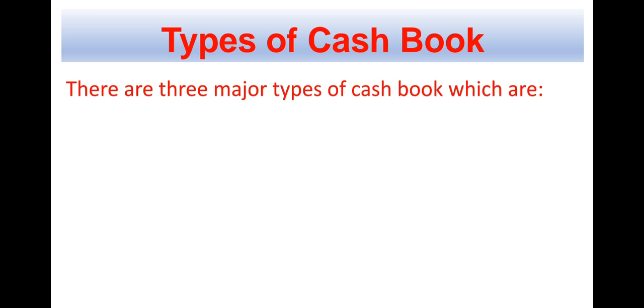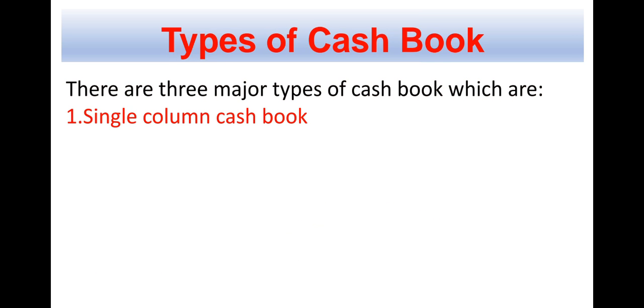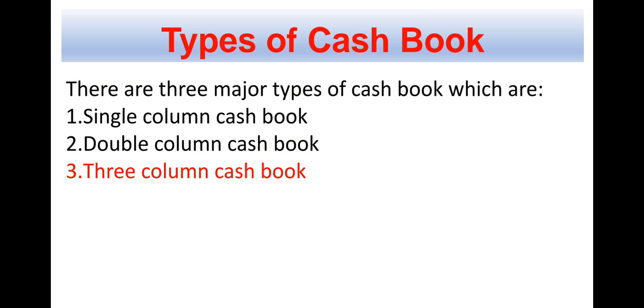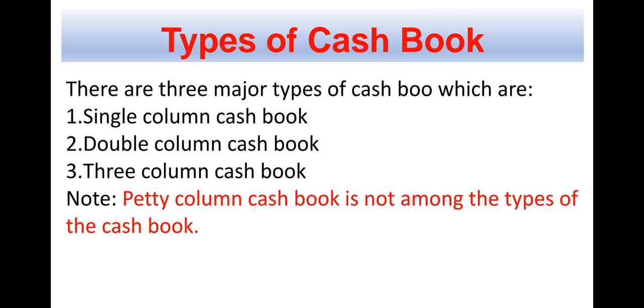There are three major types of cash book, which are the single column cash book, double column cash book, and three column cash book. Those are the three major cash books that we have. Note that there is petty cash book. If you are talking about petty cash book, it is just an extension of a cash book. It's not among the types of the cash book. It's a situation whereby the business sets aside a certain amount to take care of petty expenses. So at the end of the day, the value will still be merged with the main cash book. So that's the reason why a petty cash book is not among the major types of cash book that we have.